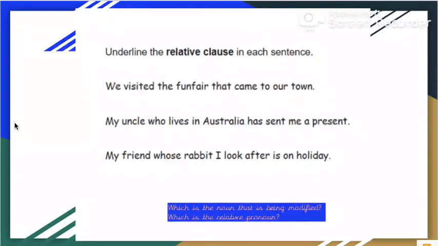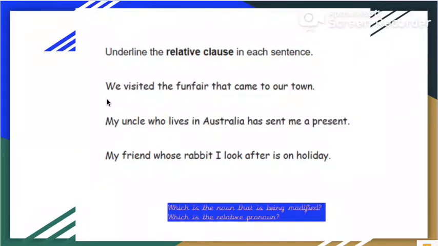Okay, in this question, we are going to underline the relative clauses in each sentence. So I want you to pause the video and have a look and see if you can find the relative clause. So I'll read them out for you just so that you can hear. We visited the fun fair that came to our town. My uncle, who lives in Australia, has sent me a present. My friend, whose rabbit I look after, is on holiday.